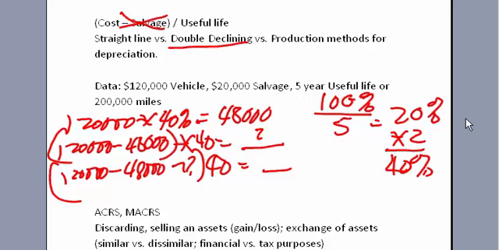Again, the key issue here is to come up with this percentage, and then to remember to start with a full amount, not cost minus salvage.